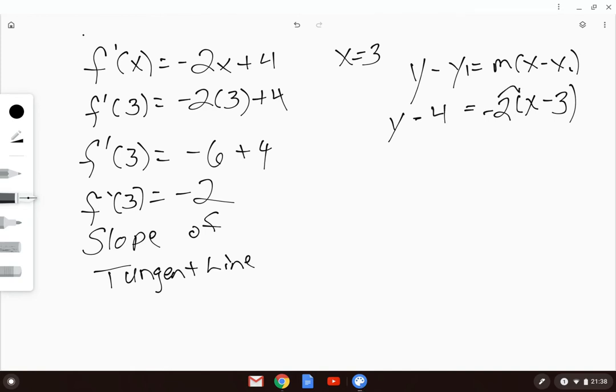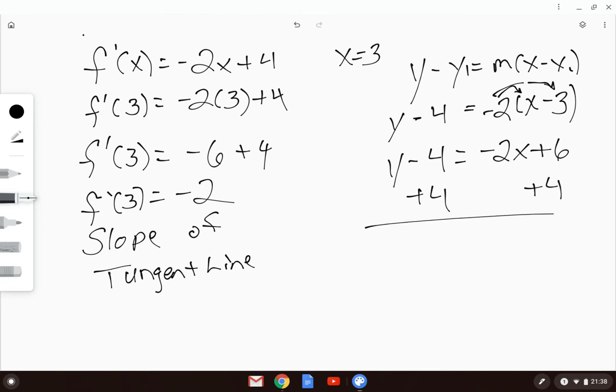Now I simply distribute. So there's the equation for my tangent line at x equals 3: y equals negative 2x plus 10.